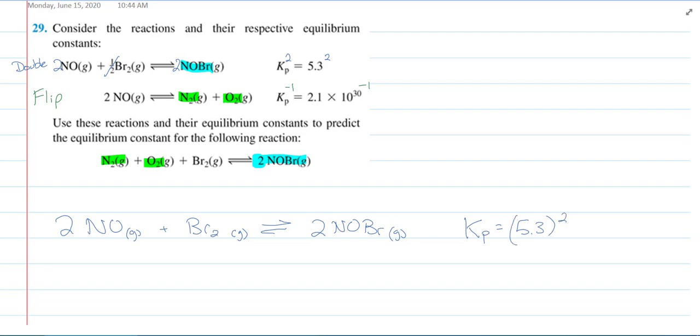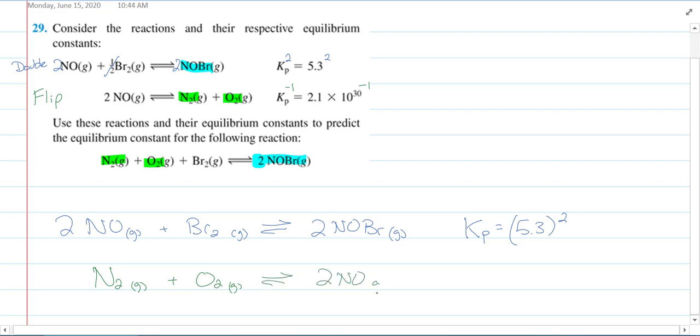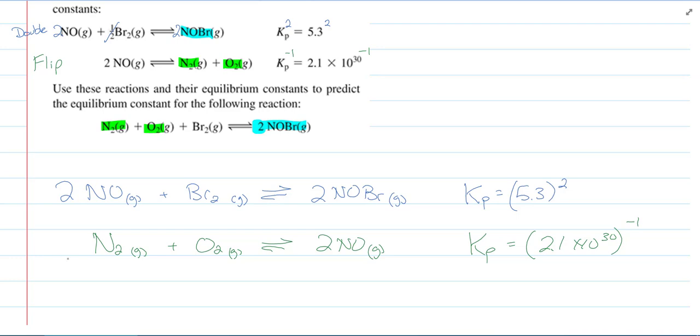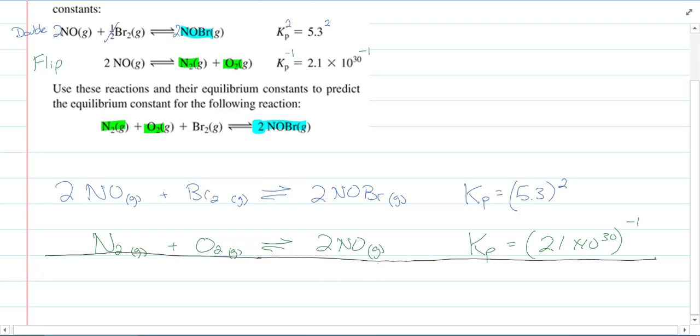In green, we'll flip it. So I have N2 gas plus O2 gas going to 2NO gas. Kp would be 2.1 times 10 to the 30th to the negative 1. So let's add these up. Let's see what happens here.